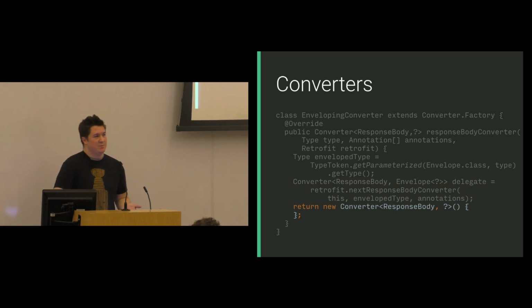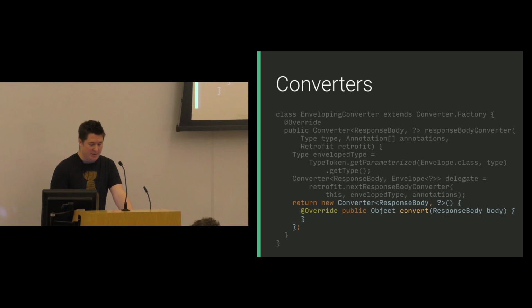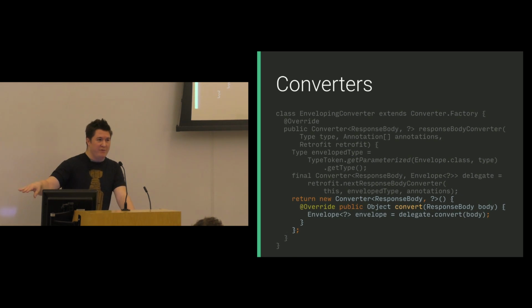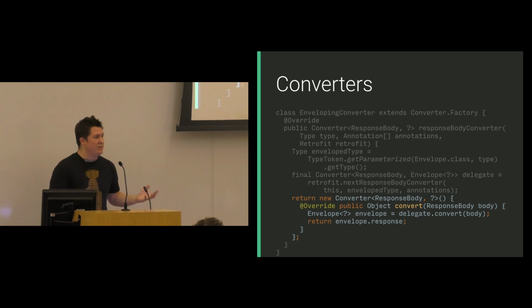And then we're just going to wrap that converter in our own that opens the envelope. A converter has a single method, takes the body, returns, in this case, some object. We delegate. We call the next converter, and that converter will take the bytes and turn it into envelope of user, in this case, but it could be any type. And then we just unwrap the envelope. We take that inner response, and we return that.